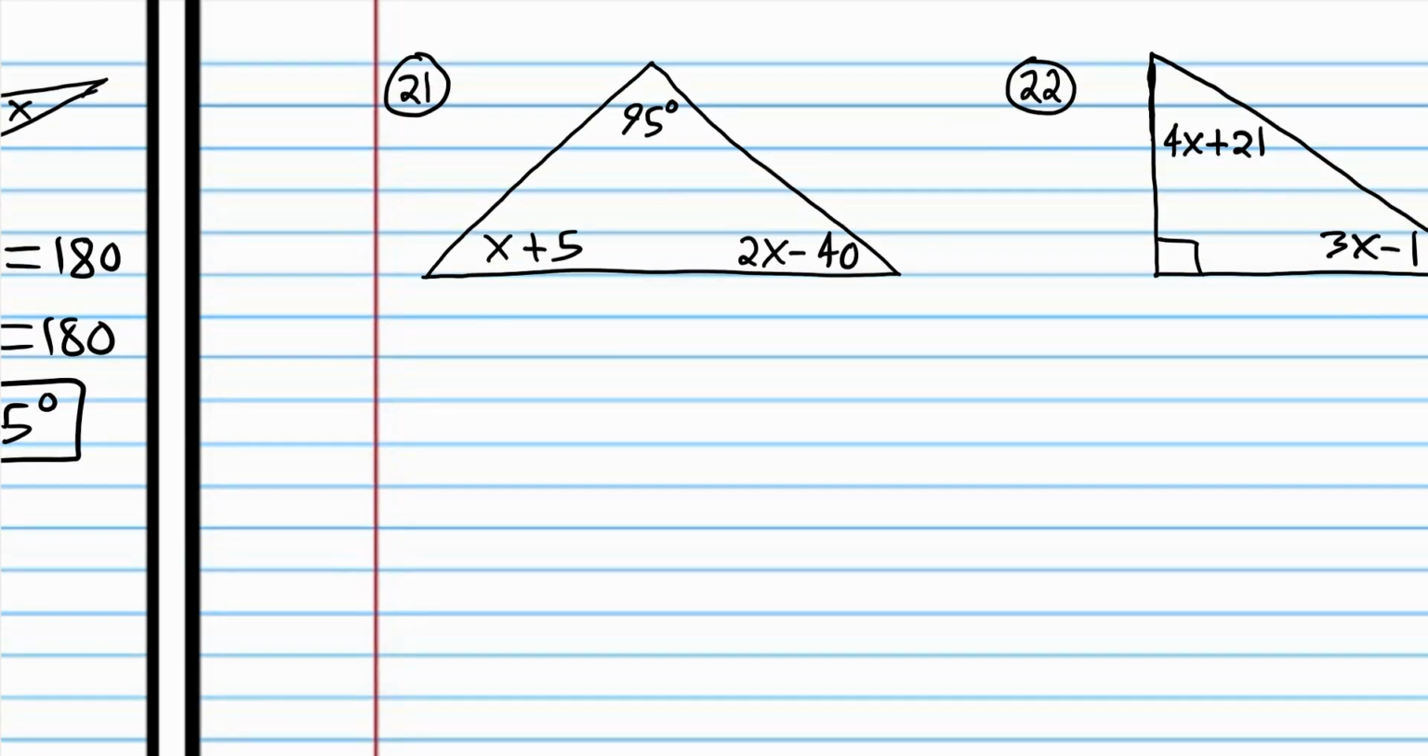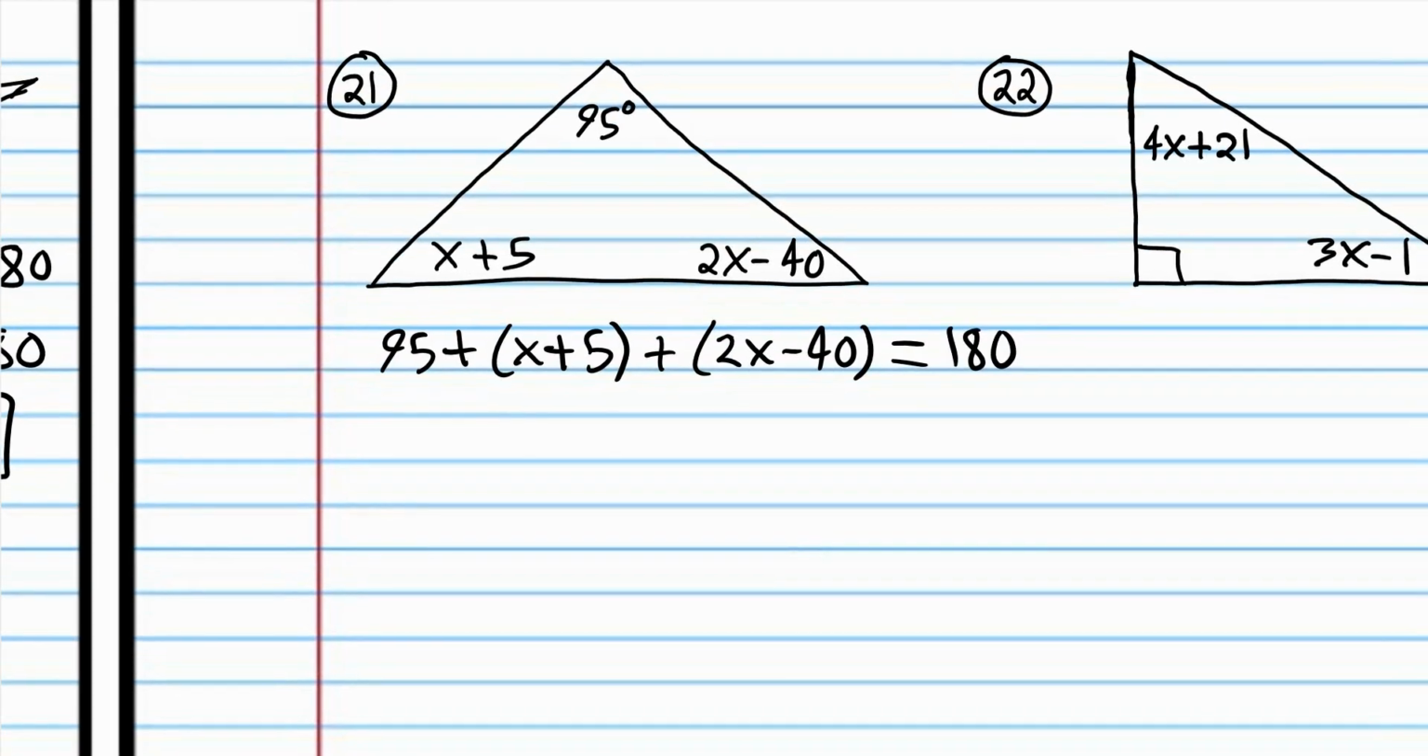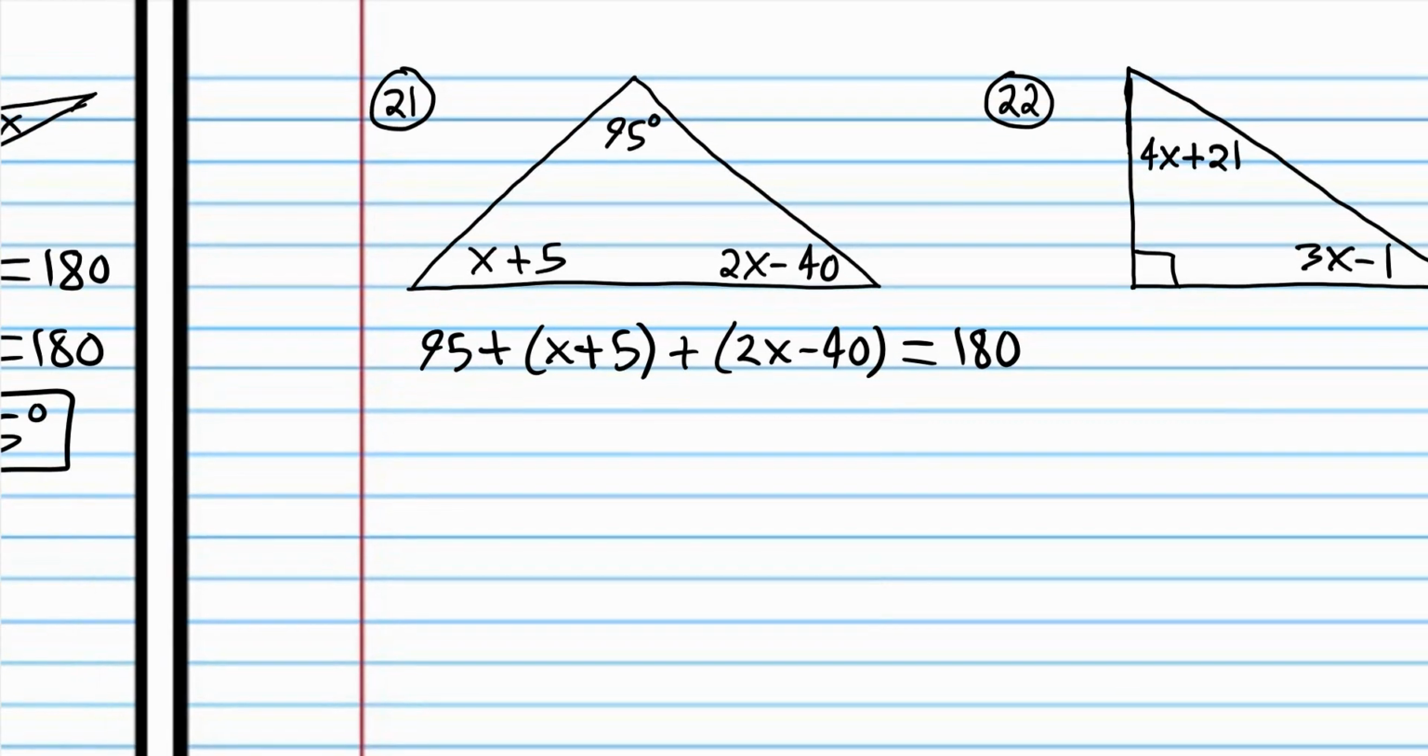So we know that if we add up all those angles, and I'm going to use parentheses just to show that each expression is an angle. So we plugged in, this is one angle, this is another angle, and this is the third angle. We know that if we add all those angles up, we get 180 degrees. Doesn't matter what kind of triangle it is, the angles must add up to 180 degrees.